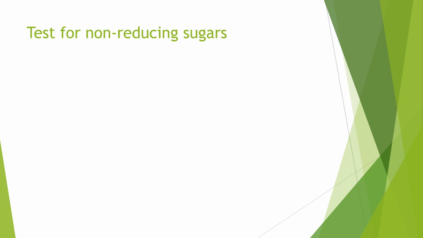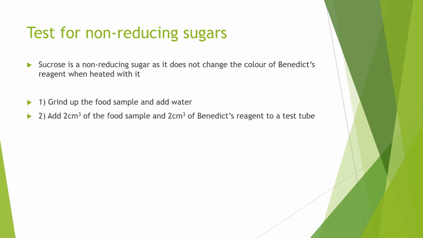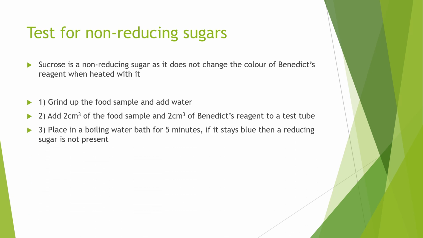So, unlike reducing sugars, sucrose is a non-reducing sugar, meaning it doesn't change the colour of Benedict's reagent when heated with it. To test for a non-reducing sugar, we first confirm that no reducing sugars are present, and we then break down the sugar to see if a reaction occurs. Here's how the test works. First, we grind up the food sample in water. We then add 2 cm³ of the sample and 2 cm³ of the Benedict's reagent to a test tube. Then we place the test tube in a boiling water bath for 5 minutes.